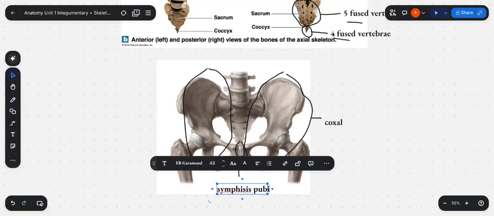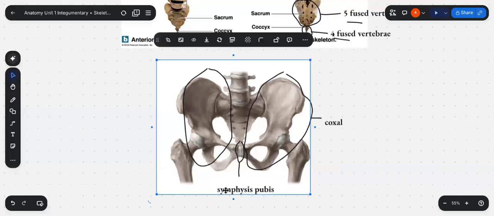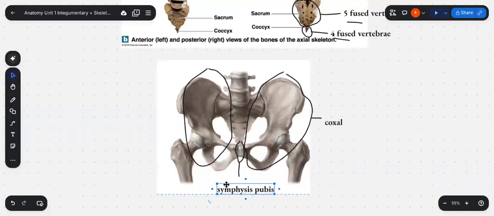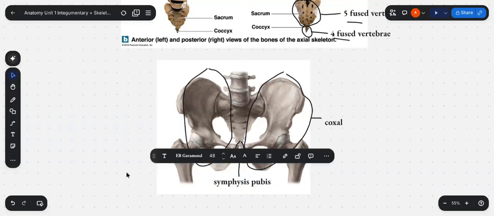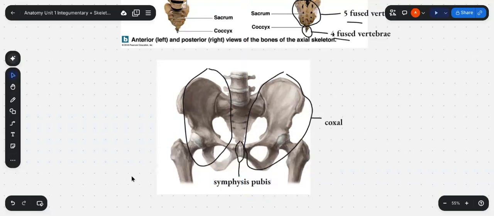Symphysis pubis. And this is basically a piece of cartilage that is going to bring everything together. Some instructors really like asking questions on this structure, so make sure that you pay attention to whether your instructor is emphasizing this structure a lot and make sure that you know it for when your tests and exams come up.